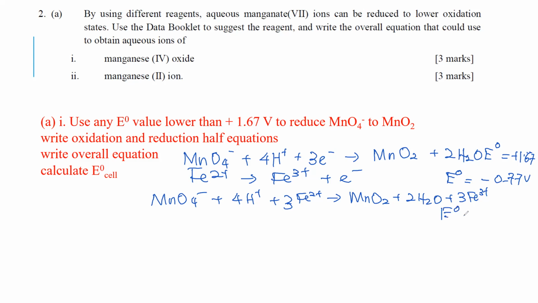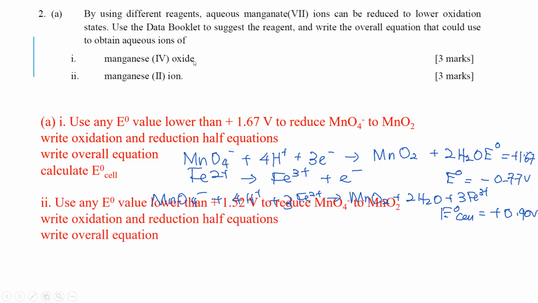So E cell in here is equal to positive 0.90. Okay, the positive or negative sign must be there. And then another one is for the half equations involving the MnO4 minus. So you can use any suitable reagent that you like, as long as its E value is lower than positive 1.521.